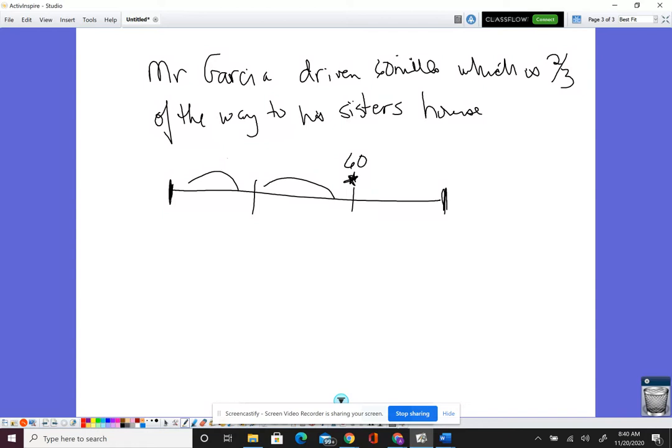How many miles? 30. So this is just like the problem that we did in chapter 1, where we're just drawing that line, breaking it up. And we know that he has 30 more miles to drive. His sister lives 90 miles away.